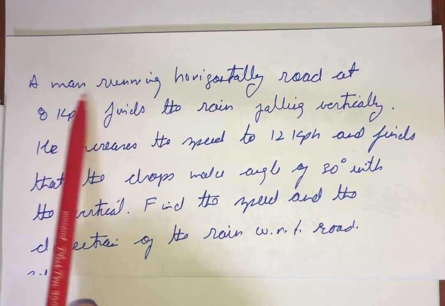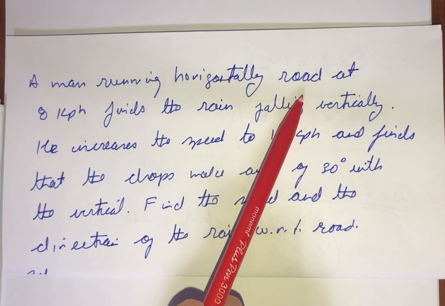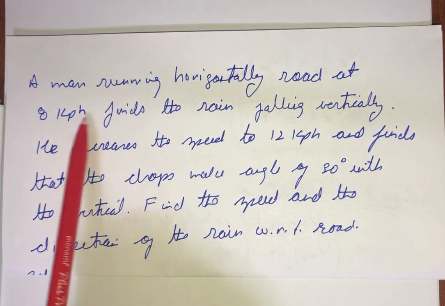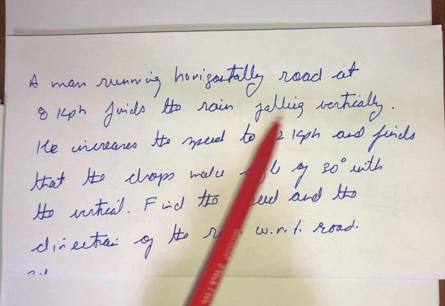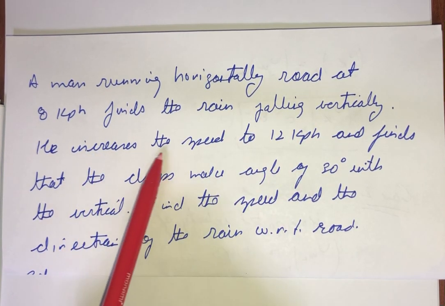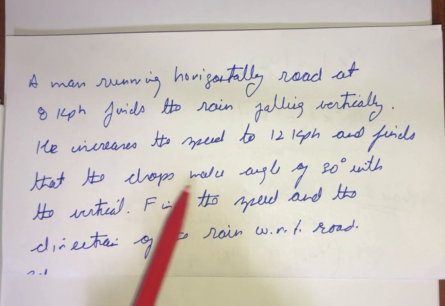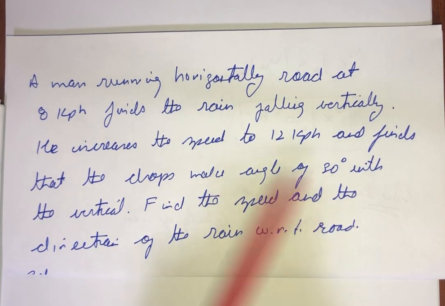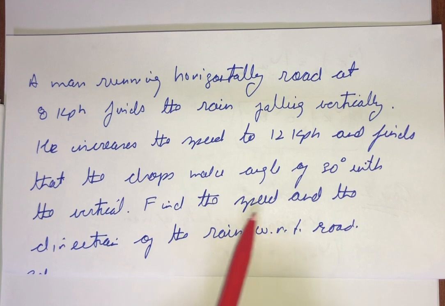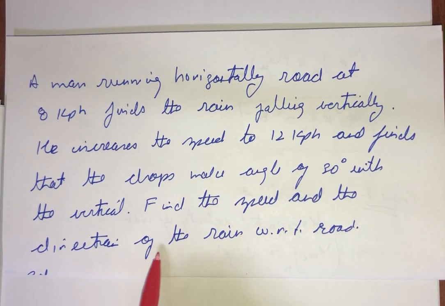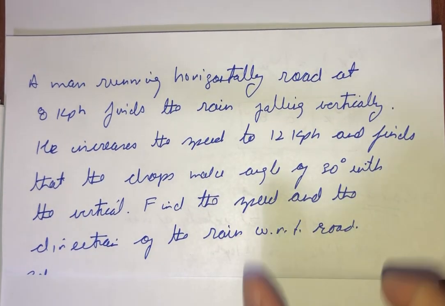In this question, a man running horizontally on a road at 8 km per hour finds the rain falling vertically. He increases the speed to 12 km per hour and finds the drops make an angle of 30 degrees with the vertical. Find the speed and the direction of the rain with respect to the road.